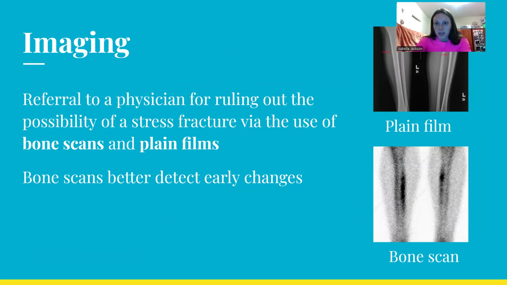So these can also be identified with imaging, such as plain film or bone scan. Referral to a physician for ruling out the possibility of a stress fracture can be done with bone scans and plain films. So shin splints can progress into stress fractures, so it's important to get imaging done to keep an eye on them. Bone scans better detect these early changes rather than x-rays. So doctors typically recommend bone scans and MRIs more than x-rays.